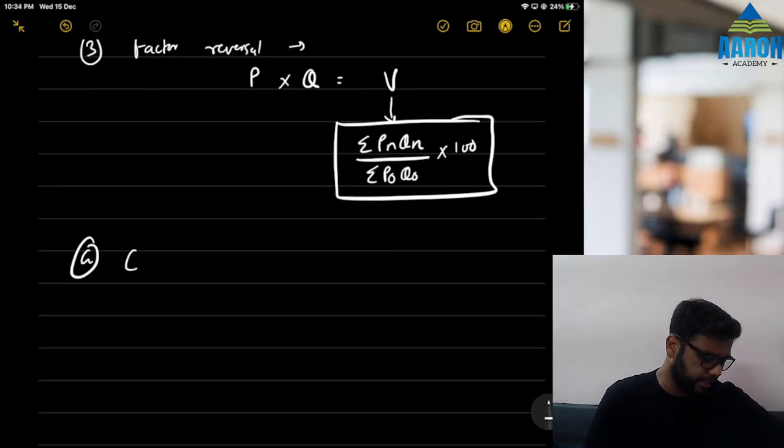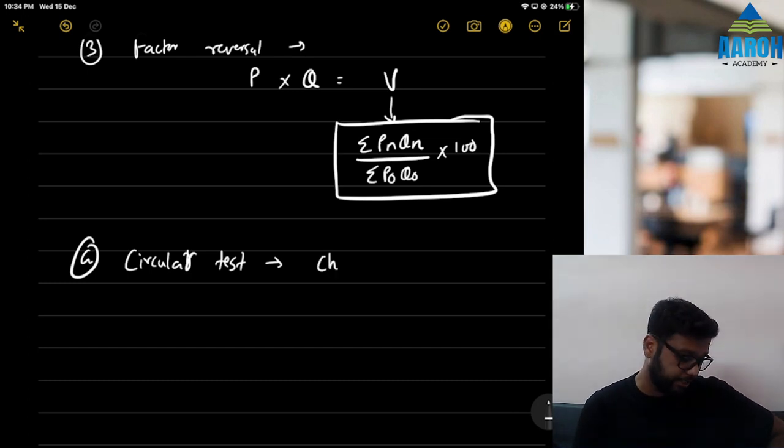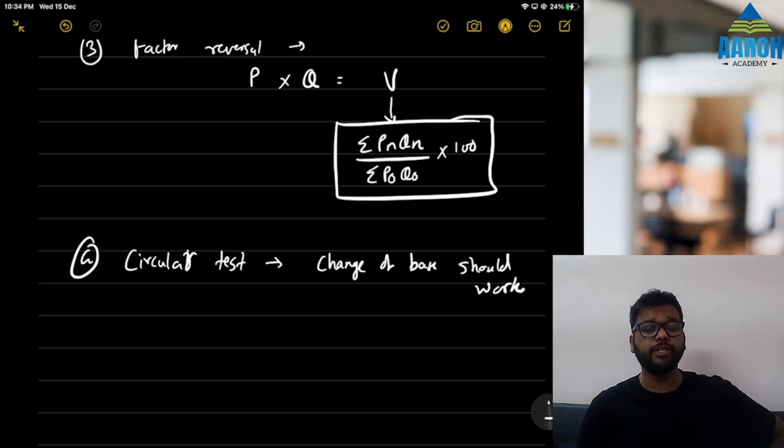Last test is circular test. What does circular test say? P01 into P10 into P20 should be equal to 1. Perfect. So in short, you can just remember it like this. Circular test says that change of base should work. Change of base should work.